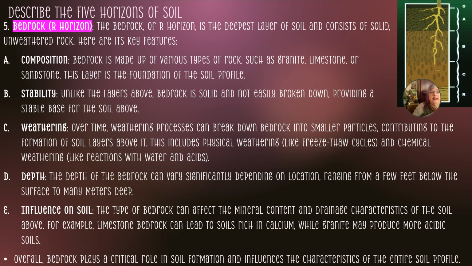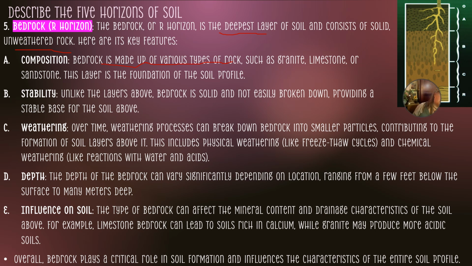All right, now the last layer, down here to the bedrock. It's called the R horizon. I have no idea why we didn't use D or whatever. It's called the R horizon. It's the deepest layer of all the soil, and consists of solid, unweathered rock. So again, once you get all the way through the soil and down to the rock bottom, that's the bedrock. It's made up of various types of rocks, depending on where you are.